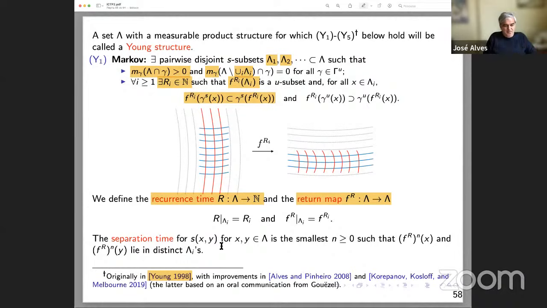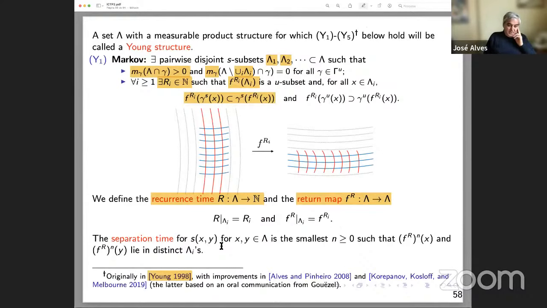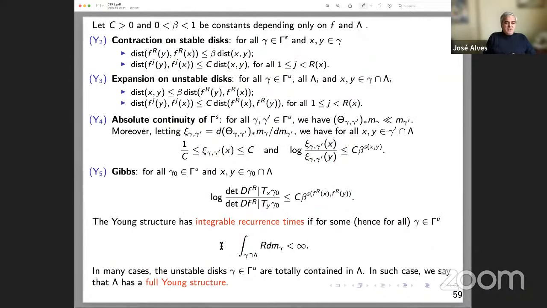So as before, when you consider a power beta, some number between 0 and 1, beta to the S of x, y can be interpreted as the distance of the two points. Okay, and so this is the first condition. Let's go to the other conditions.